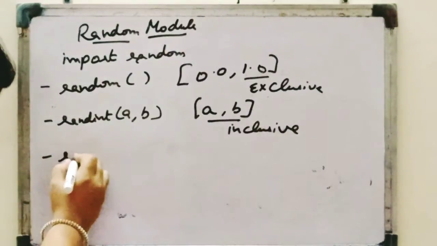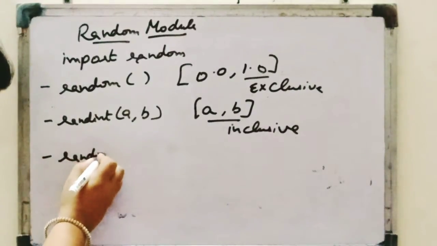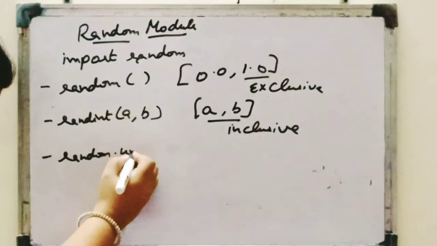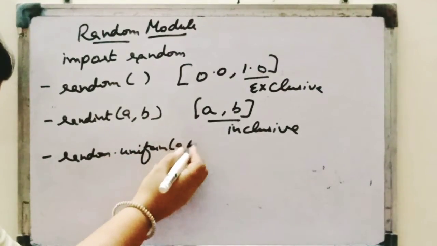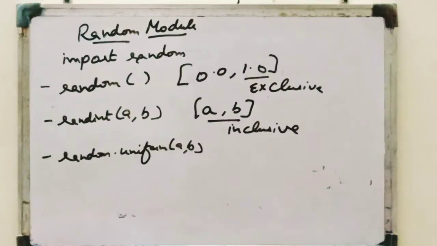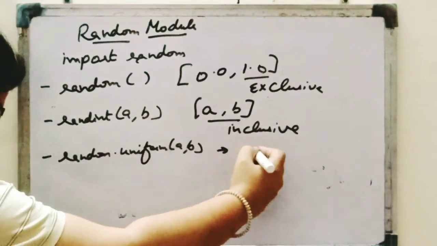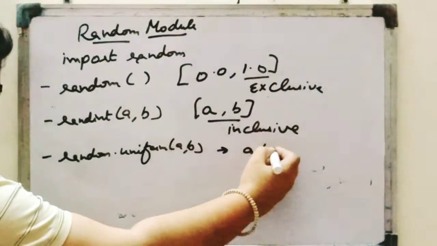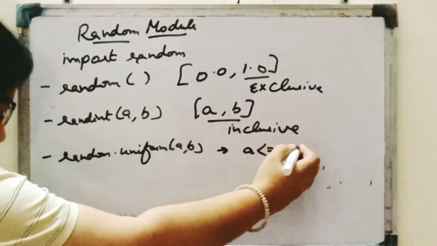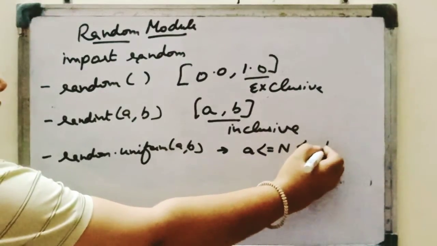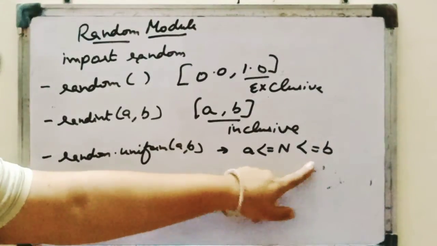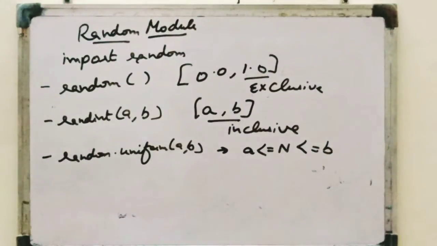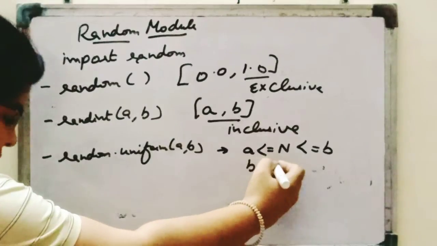And third is random.uniform(a, b). Now what do you mean by this? It means the number is less than or equal to a, and this number is greater than or equal to a but less than or equal to b, and vice versa also.